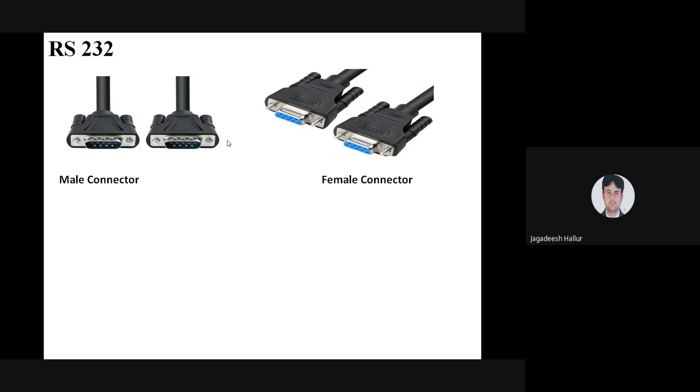There are two types of RS-232 we are using. One is the male connector, and the second one is the female connector. You have to see the difference between them. There are sharp pins in the male connector, and in the female connector there are holes. You have seen the difference in RS-232.